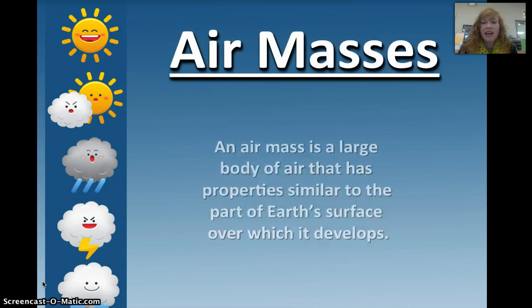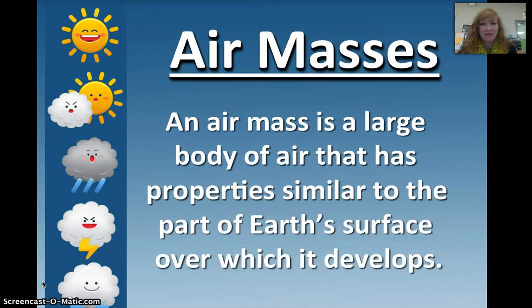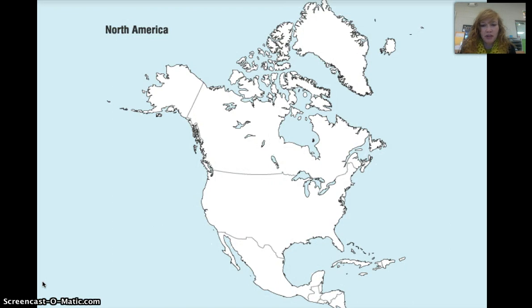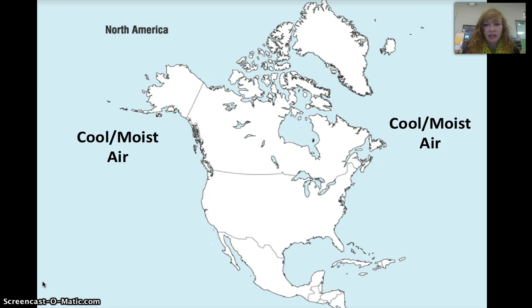So we're going to look at what an air mass is, okay? It's a mass of air, right? It's a large body of air that has the same properties, and properties are characteristics, things about it, that are very similar to the part of the Earth's surface over which that air mass develops. So wherever the air mass forms, it's going to be very similar to that area, okay? So here is a map of North America, and so we're going to look at the different air masses that bring us our weather here in the United States, okay?